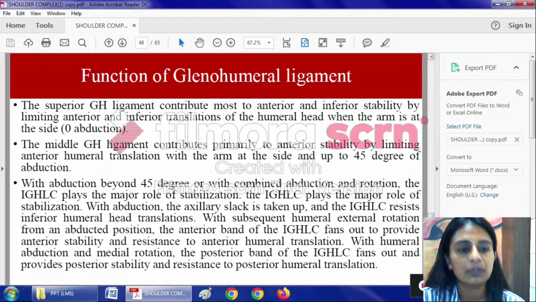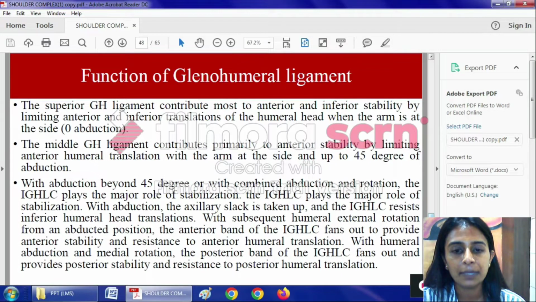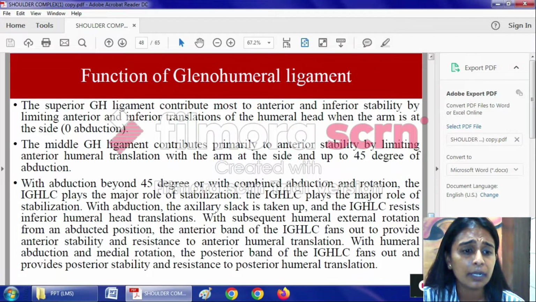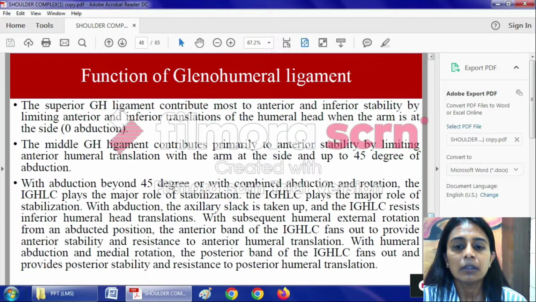With abduction beyond 45 degrees, with combined abduction and rotation, the ligament capsule plays a major role in stabilization. With abduction, the axillary slack is taken up. The inferior humeral head translates with subsequent humeral external rotation from the abducted position.